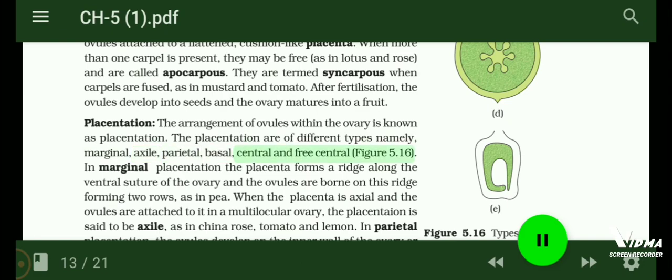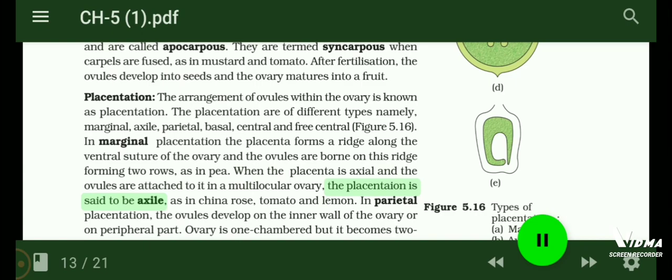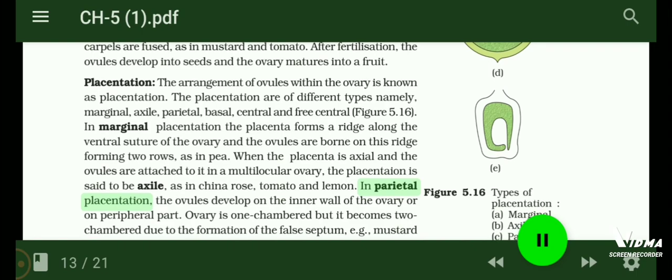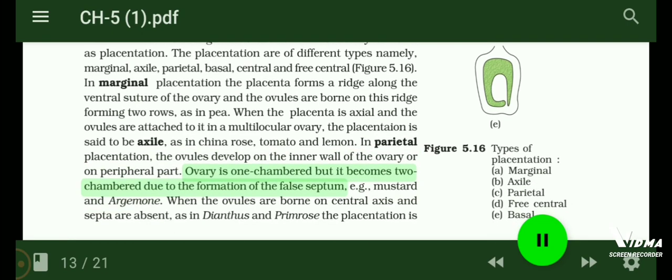Figure 5.16. In marginal placentation, the placenta forms a ridge along the ventral suture of the ovary and the ovules are borne on this ridge, forming 2 rows, as in pea. When the placenta is axial and the ovules are attached to it in a multilocular ovary, the placentation is said to be axile, as in China rose, tomato and lemon. In parietal placentation, the ovules develop on the inner wall of the ovary or on peripheral part. Ovary is 1-chambered but it becomes 2-chambered due to the formation of the false septum, e.g., mustard and argemone.